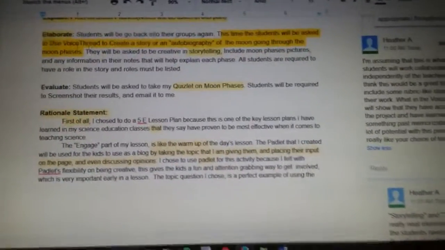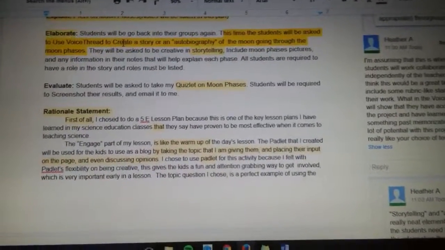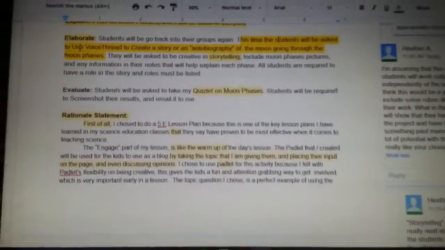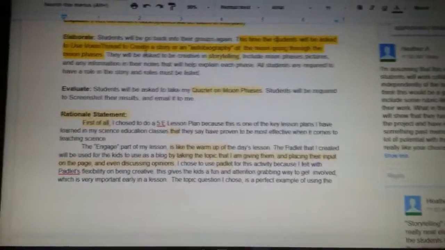A couple notes here, use and create are capitalized. I'm not really sure why they are. If you didn't intend that, I would suggest just going back and making those small letters.